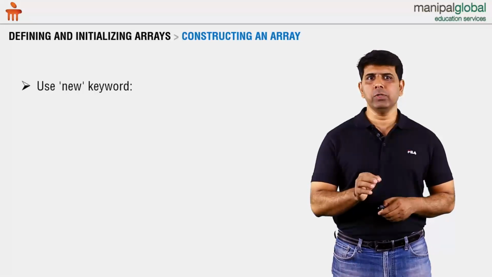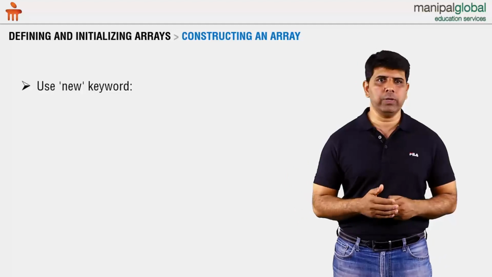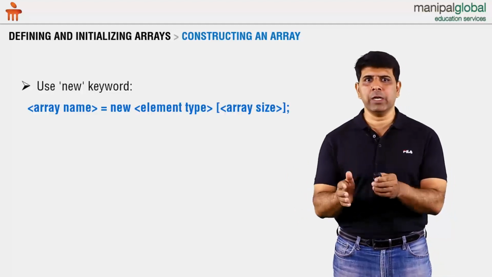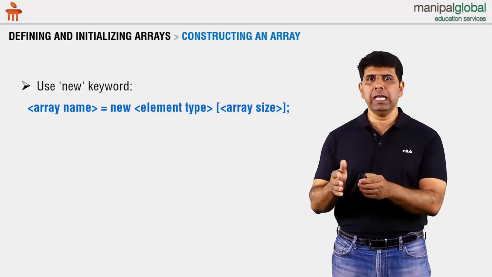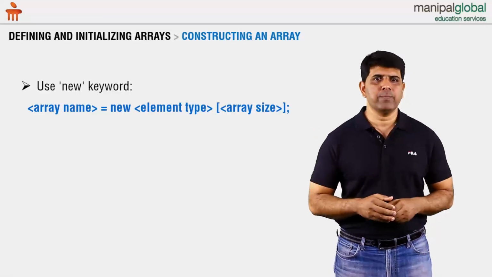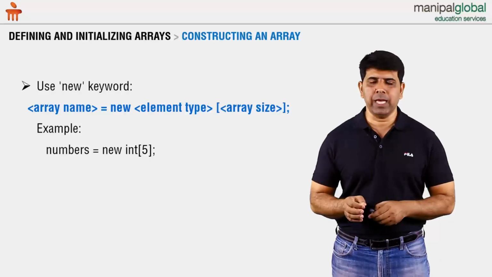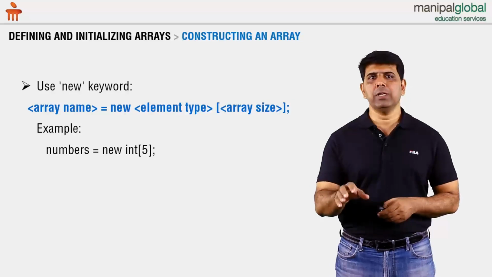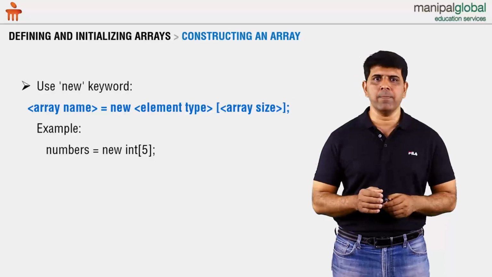Now we always have to use the new keyword to define how many elements we need. Often it's combined with the declaration. So we say array name equals new element type, and then in the square bracket we say what's the size. For example, numbers equals new int of 5. We are telling the compiler that, hey, I need 5 integers. In fact, you're telling it to the runtime because objects are created at runtime.